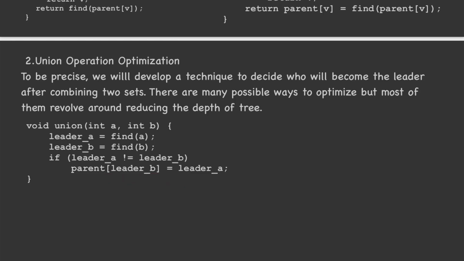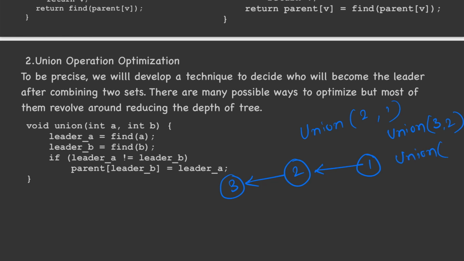Let's take an example. Let's say they ask you to do a union of 2, 1. So what will you do? You will create a link from 1 to 2. And then they ask you to do union of 3, 2. Then what will you do? You will create a link from 2 to 3. Similarly, if they ask you to do union of 4, 3, you will create a link from 3 to 4. And similarly, 4 to 5.